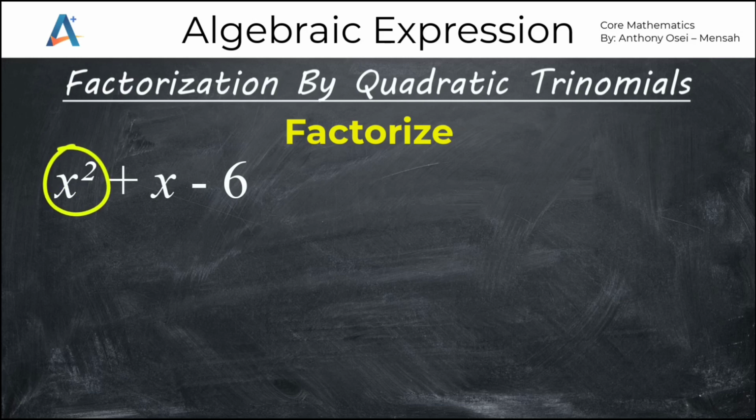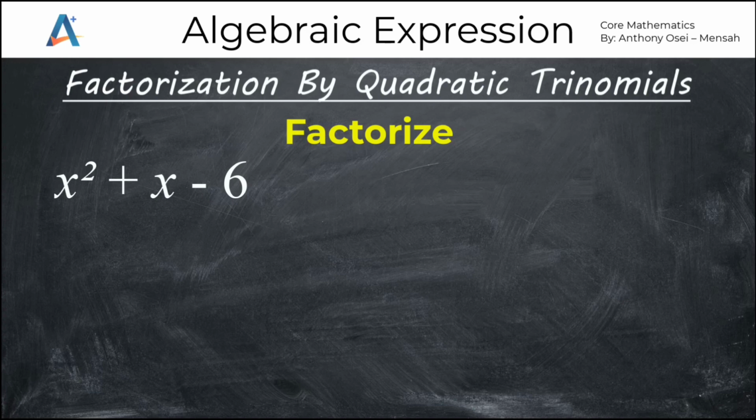So we have a quadratic in the expression. Trinomial means there must be 3 terms. 1, 2, 3. Since there are 3 terms, then we have a trinomial. So in conclusion, we have a quadratic trinomial question now. So we have to factorize.